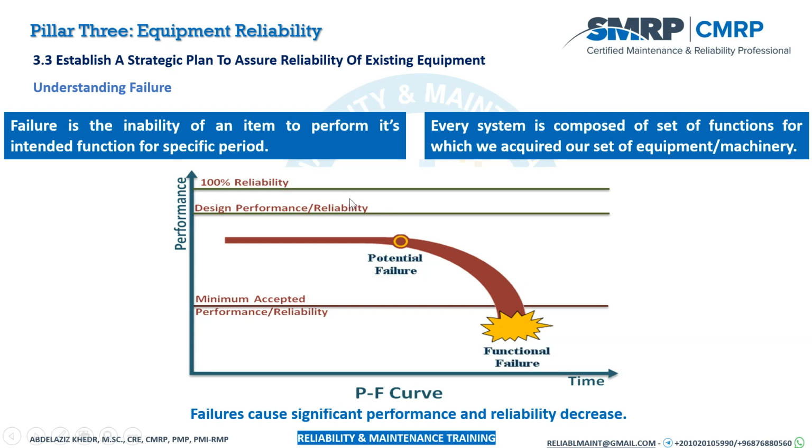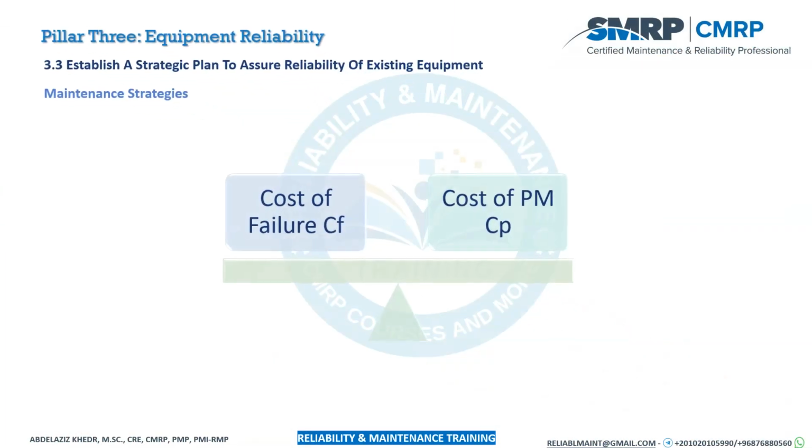This is a very important concept to know, and we can represent it on this P-F curve. We have potential failure here and we have functional failure here. If we go down past this, we are losing our function and our equipment has failed. So this is a very important concept.